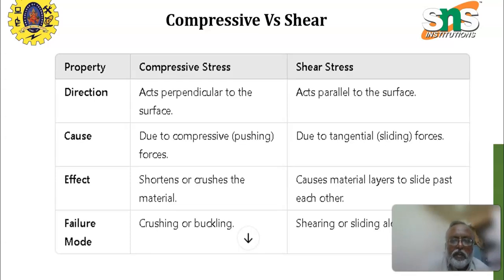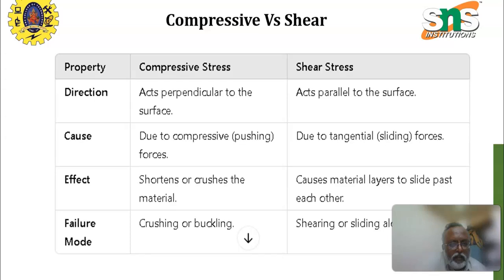Let us discuss the comparison between the compressive as well as shear stress. Property, compressive stress and shear stress are tabulated. Direction: compressive stress acts perpendicular to the surface, whereas shear stress acts parallel to the surface. Cause: compressive stress is due to the compressive forces, whereas shear stress is due to the tangential forces.